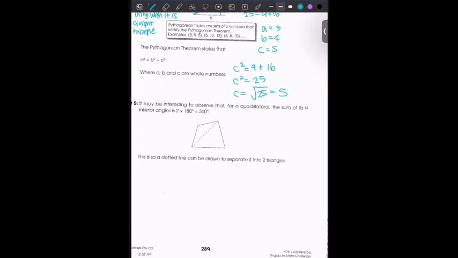It might be interesting to observe that for a quadrilateral, which is a shape with 4 sides, the sum of its 4 interior angles is 2 times 180, which is 360 degrees. For whatever quadrilateral you have, it can be a quadrilateral that you don't know the name of, but still if it has 4 sides, and famous quadrilaterals like squares, rectangles, rhombuses, trapezoids, parallelograms, all quadrilaterals have the sum of interior angles of 360 degrees.